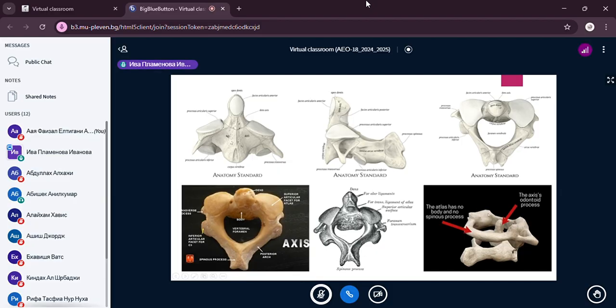You can see here the atlas with the axis. Here's the joint between them. Dens axis with the articular surface of the atlas, which is called fovea dentis, on the inner surface of the anterior arch.